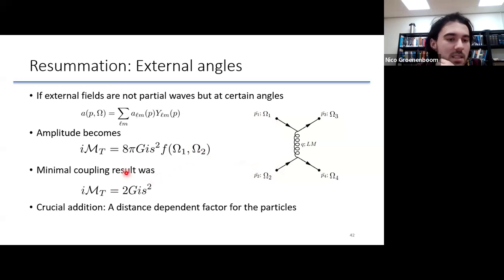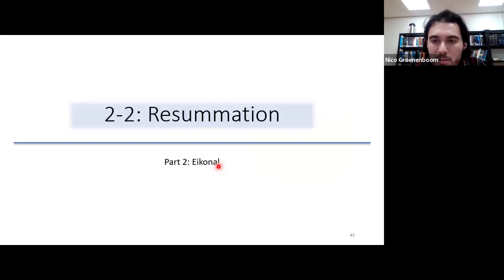This is a very different result from the minimal coupling, where we just had the prefactor with a slightly different numerical constant. So there's a crucial addition, which is a distance-dependent factor for the particles that we couldn't obtain before. This partial wave resummation clearly gave us back a lot of the important physics. Now we can proceed to see what the effect is on the Eikonal resummation.